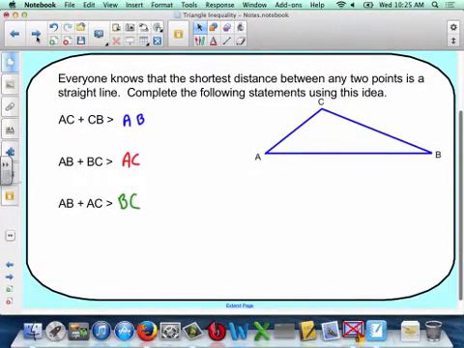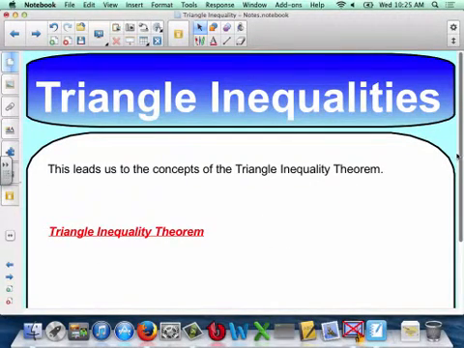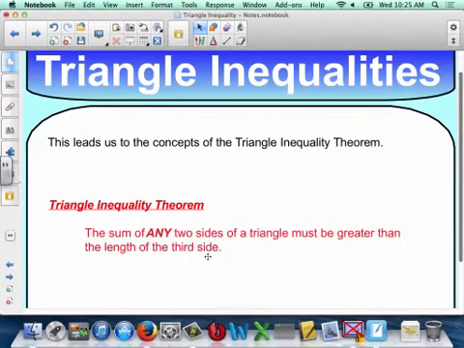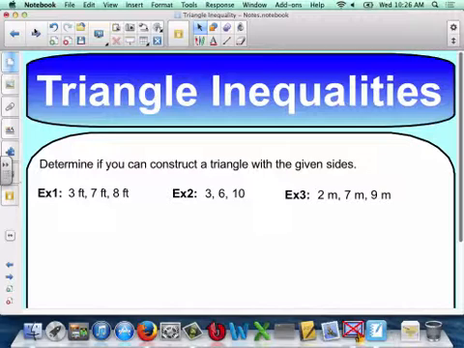So this leads us into this concept of the triangle inequality theorem. It basically states that the sum of any two sides, guys, again, you need to write this down. The sum of any two sides is greater than the length of the third. Big idea. So let's look at example 1.